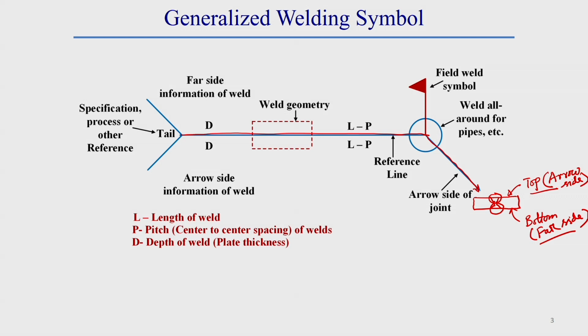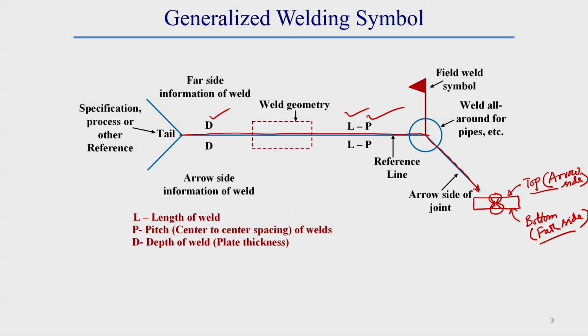Generally in this reference line, the main elements in a welding symbol are the terms D, L and P. This is the main element of a welding symbol. Here d is the depth of a weld. For a butt weld, this depth is considered as the thickness of the plate. This is a generalized weld symbol. Details about this welding symbol I will explain gradually in subsequent slides. So d is called the depth of weld, and in case of a butt weld, this is the plate thickness.